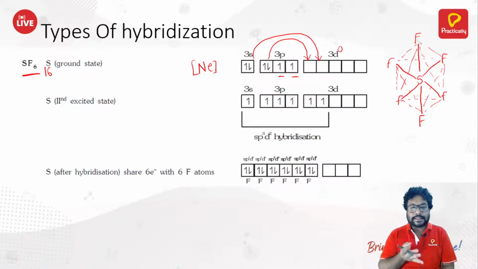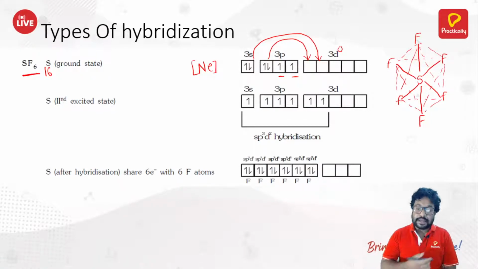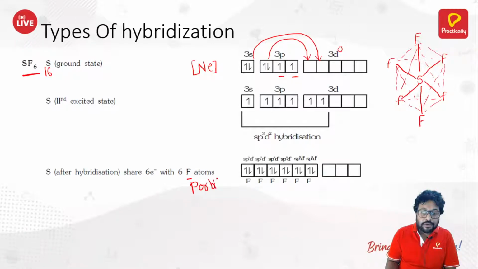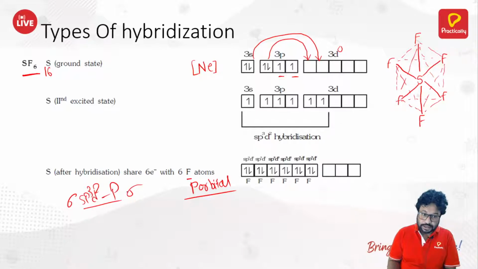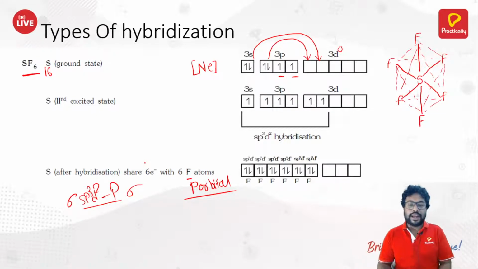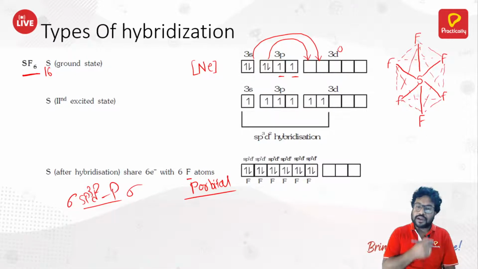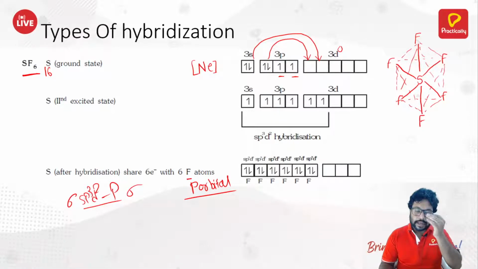It produces 6 sp3d2 hybrid orbitals. Each sp3d2 hybrid orbital then overlaps with the p orbital of fluorine to give you 6 sp3d2-p sigma bonds. Why am I saying p? Because from fluorine a p orbital is coming, and from sulfur sp3d2 orbitals are coming. That is why the name of that sigma bond is sp3d2-p sigma bond.